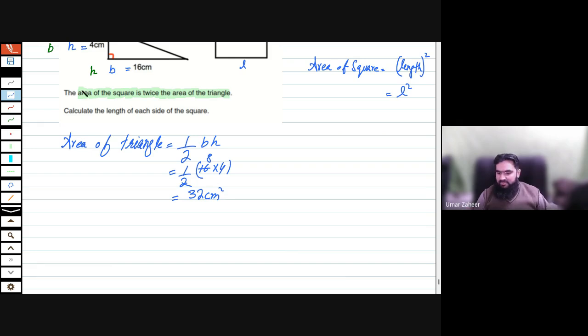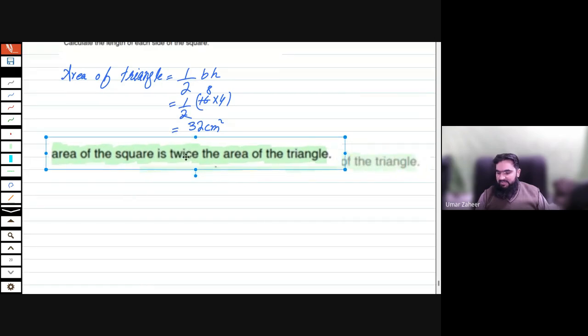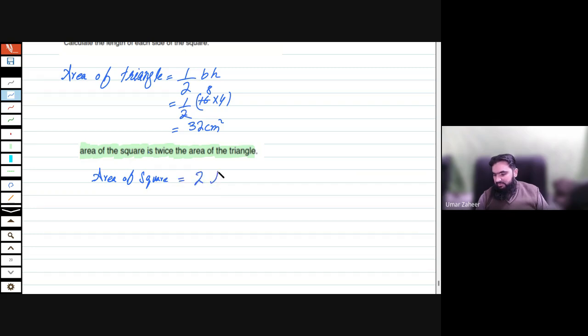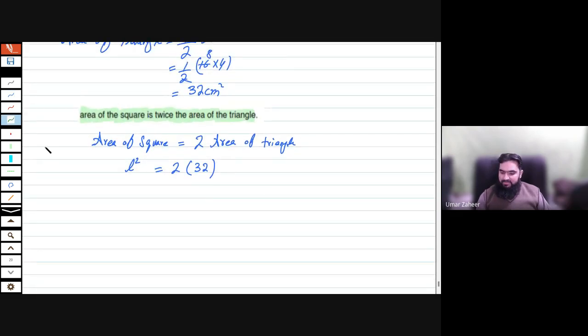Now we are just going to work on the given condition. The condition says that the area of a square is twice the area of a triangle. Means area of square is equal to twice the area of triangle. We know that area of a square is the length square. Obviously, we don't know the value. It is equal to 2 times the area of triangle, that is 32. Yes everyone, this step is clear.